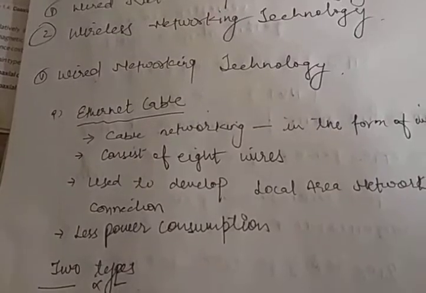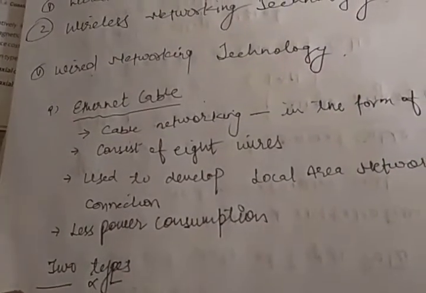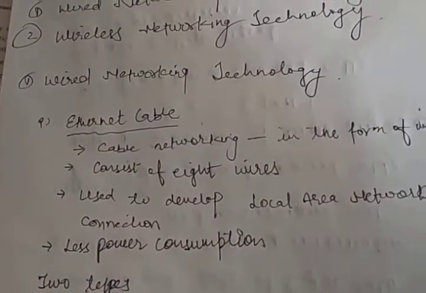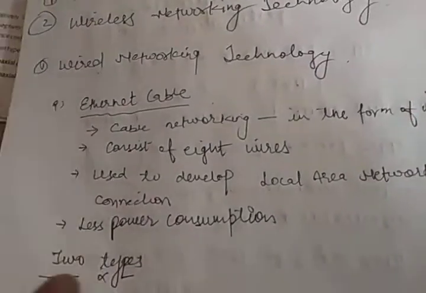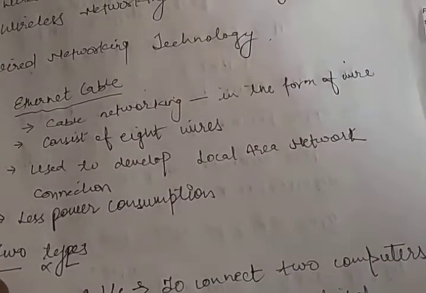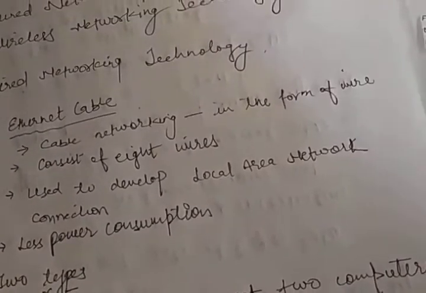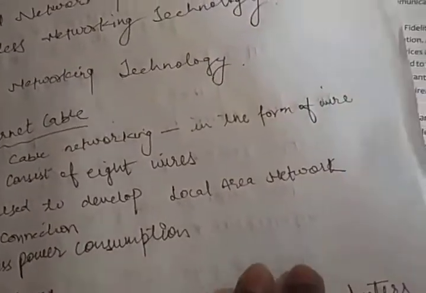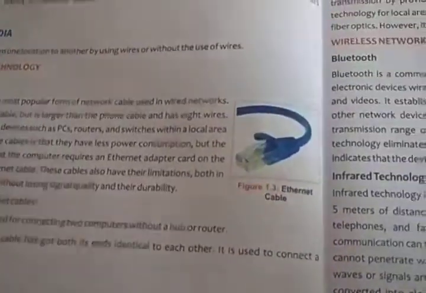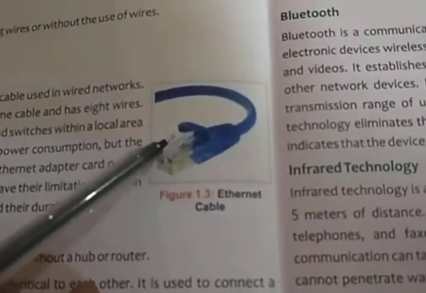So first of all we will get to know about the Ethernet cable. देखेंगे Ethernet cable क्या है. Ethernet cable is in the form of wire, consisting of 8 wires. ठीक है. Ethernet cable क्या होता है, जैसे LAN cable होता है, it is an Ethernet cable. ये आप देख सकते हैं. This is the figure of Ethernet cable.